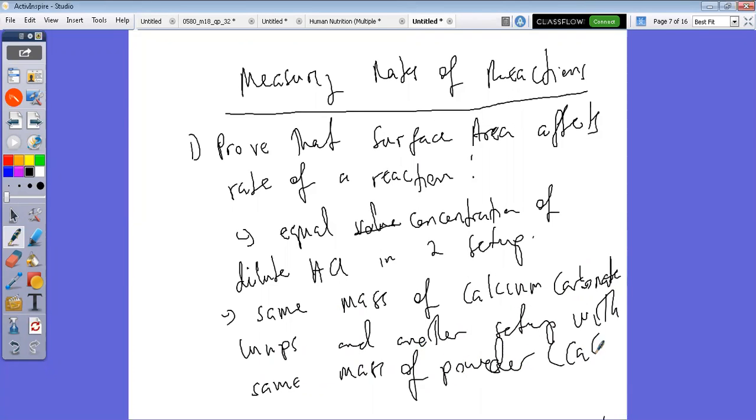Of your calcium carbonate. I'm sure you see what we are trying to investigate. Remember? Same mass, but one is lumps. The other one is what? The powder. Remember, the experiment has to be fair. Okay. Now, what else do you need?